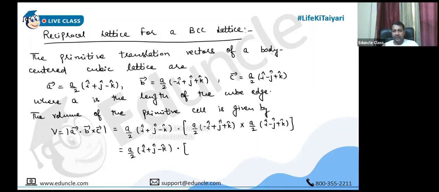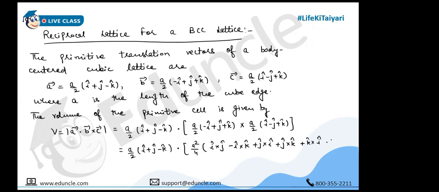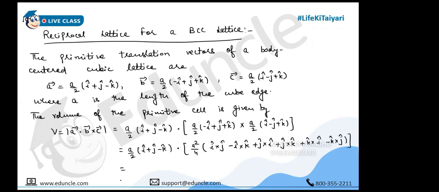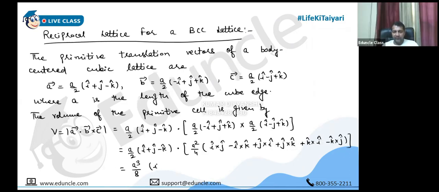Now, i cross i will be 0. Of course, first of all, we can write a square by 4. i cross i is 0. Then another term I'm having is i cross j, then i cross k, then j cross i. j cross j will be 0, so I'm not writing that term. j cross k, k cross i. The answer is a cube by 4, a cube by 2. So now we can also take this a square by 4 factor outside, so it will become a cube by 8 times this dot. Now, what is this?